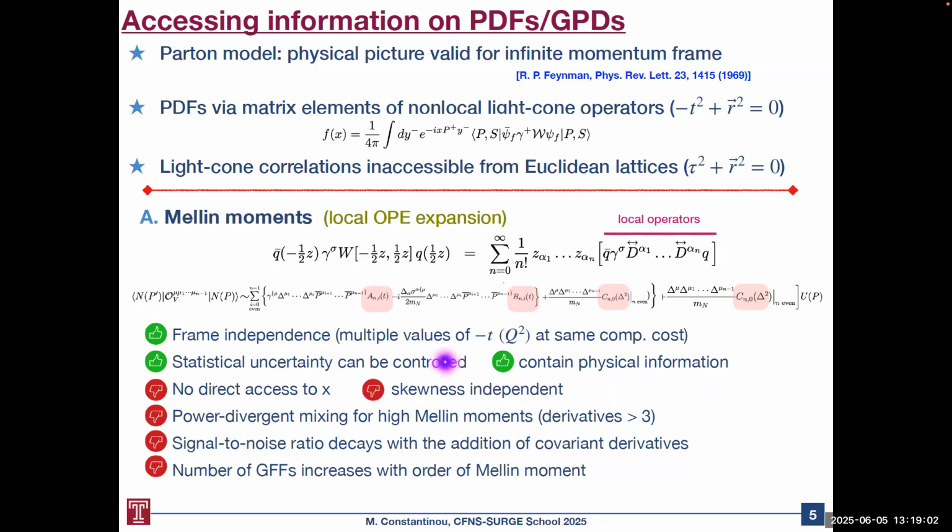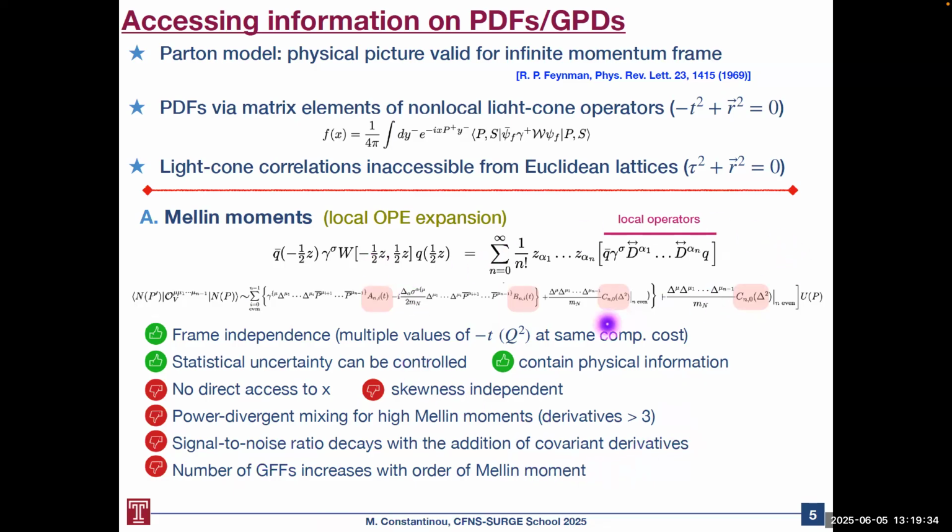But also from the practical side, as you incorporate more and more covariant derivatives, your signal decays, because instead of having an operator where the quark fields are very close to each other, you make them very far away from each other. And the gauge noise, remember how the configurations are very, very noisy, becomes enhanced and I have a decaying signal.